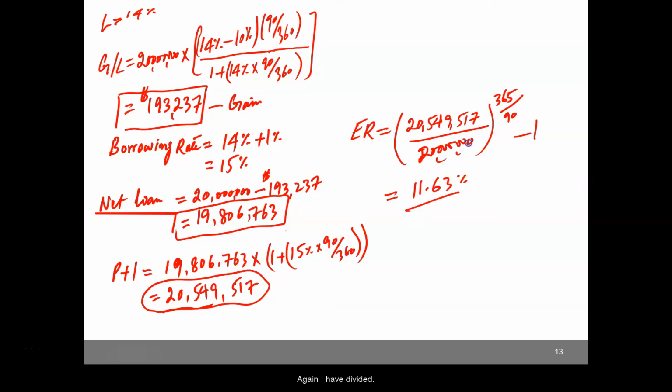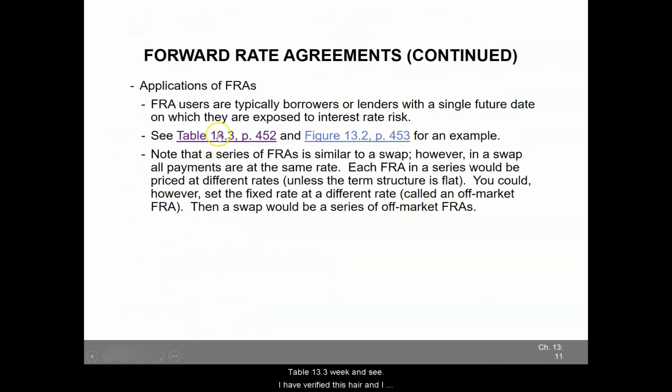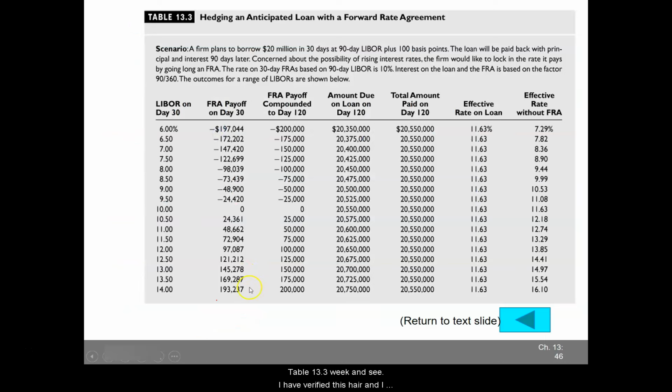Again, I have divided this by 20 million and I have used 365. Now if I go back to the table 13.3, we can see that I have verified this here and I have verified this. Of course there are some differences because of the rounding off, but that's how you can verify.